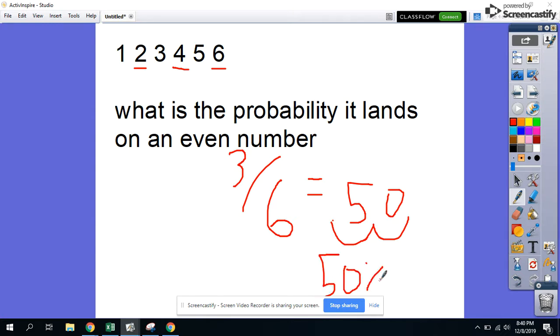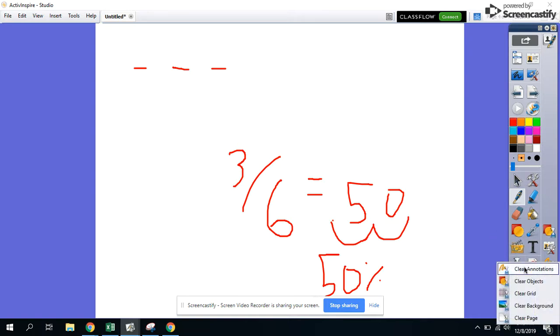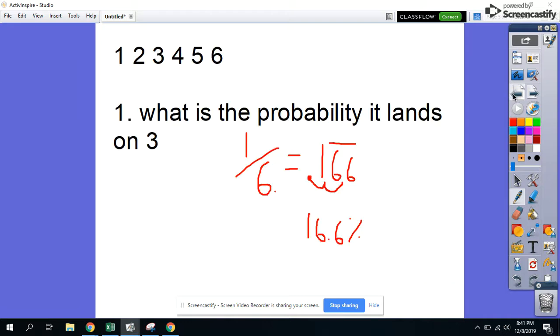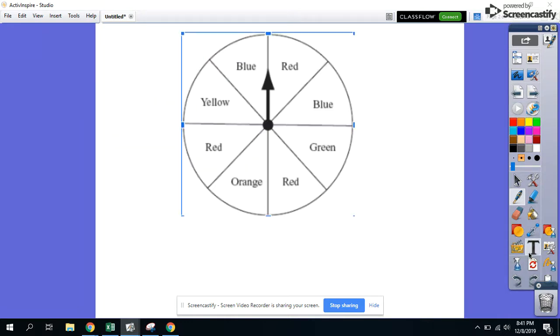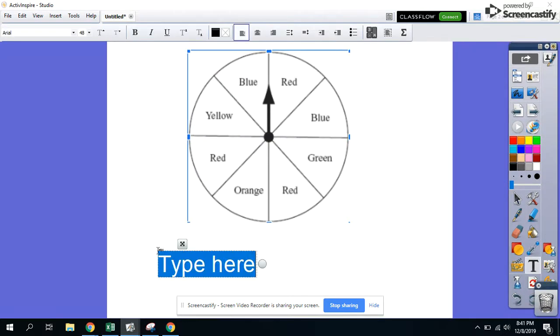Since 0.5 is not enough, you had to add that 0 there. Okay? So this is how this works. That seems pretty simple, right? So let's look at another scenario on how this works. The old dreaded spinner. So for instance, in this case, what's the probability it lands on red or orange?